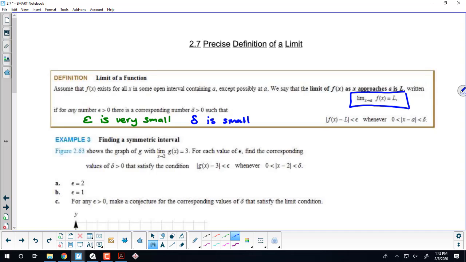Okay, so for these two small numbers, epsilon and delta, this thing happens. The absolute value of f of x minus L is less than epsilon whenever the absolute value of x minus a is less than delta. So it's presented sort of like as we read it, but it really hinges on the reverse. It's really whenever this happens with the x and the a and the delta, this is going to happen with f of x and the L.